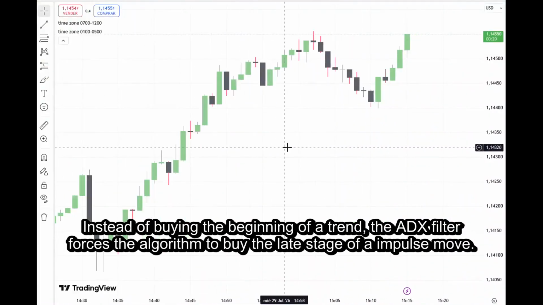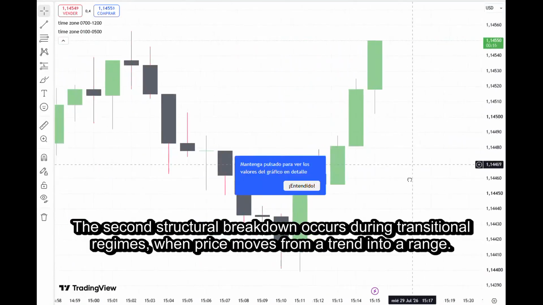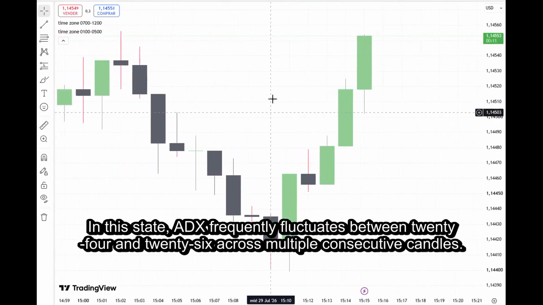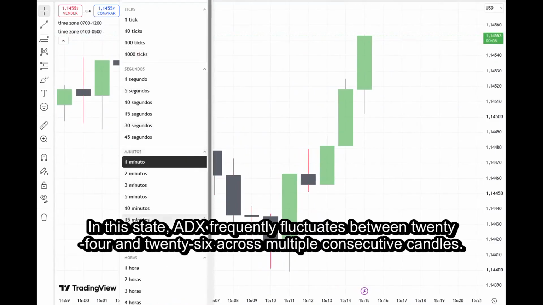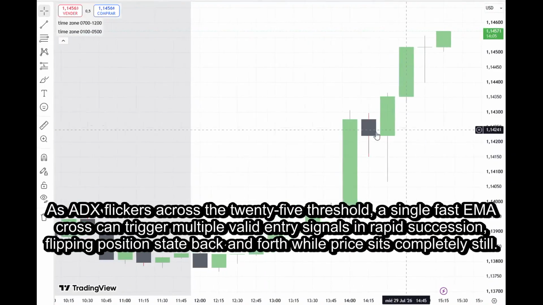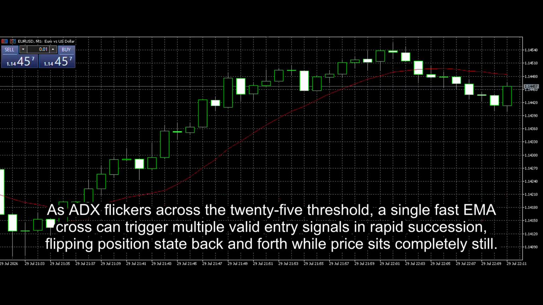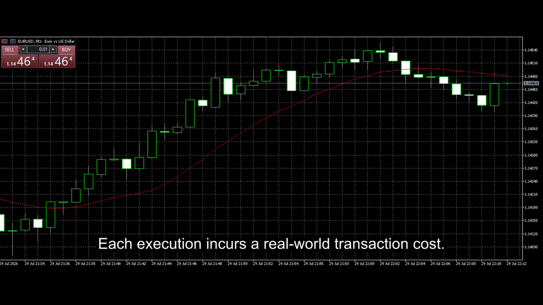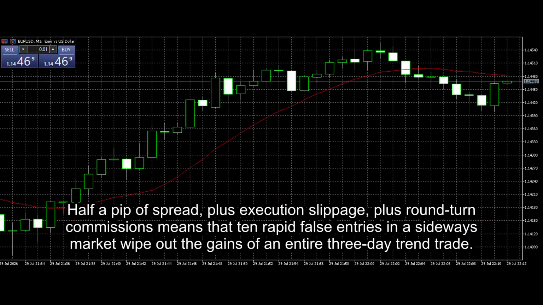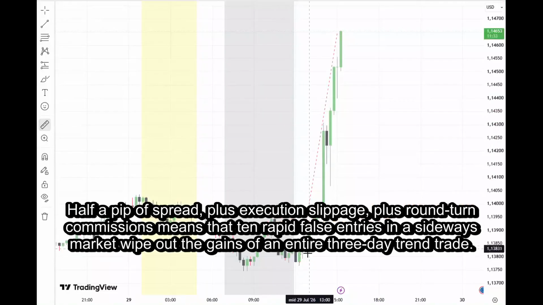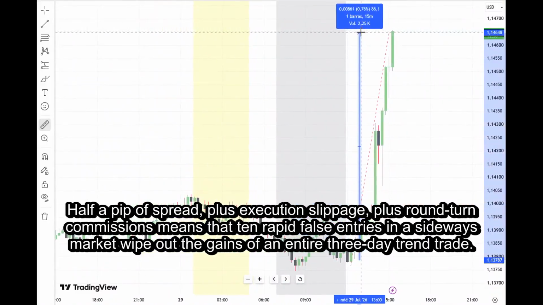an impulse move. The second structural breakdown occurs during transitional regimes, when price moves from a trend into a range. In this state, ADX frequently fluctuates between 24 and 26 across multiple consecutive candles. As ADX flickers across the 25 threshold, a single fast EMA cross can trigger multiple valid entry signals in rapid succession, flipping position state back and forth while price sits completely still. Each execution incurs a real-world transaction cost. Half a pip of spread, plus execution slippage, plus round-turn commissions means that 10 rapid false entries in a sideways market wipe out the gains of an entire 3-day trend trade.